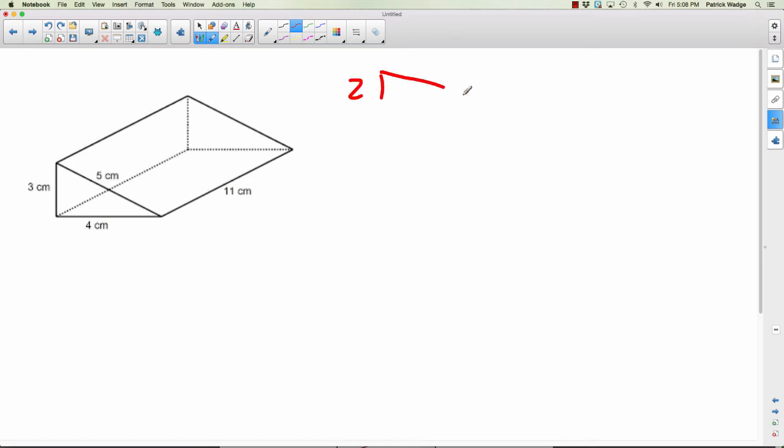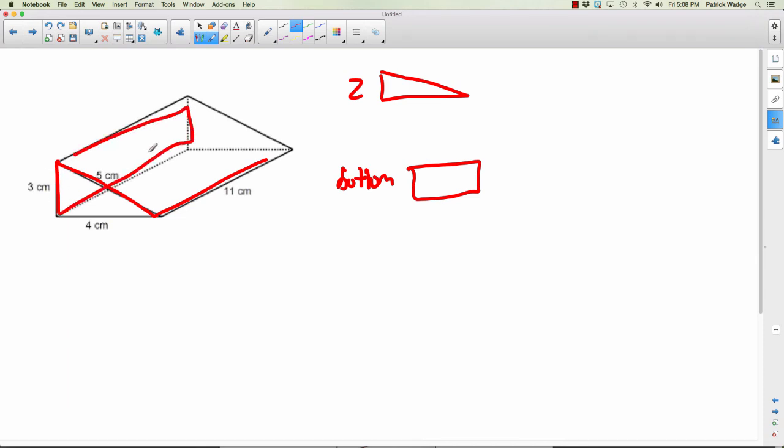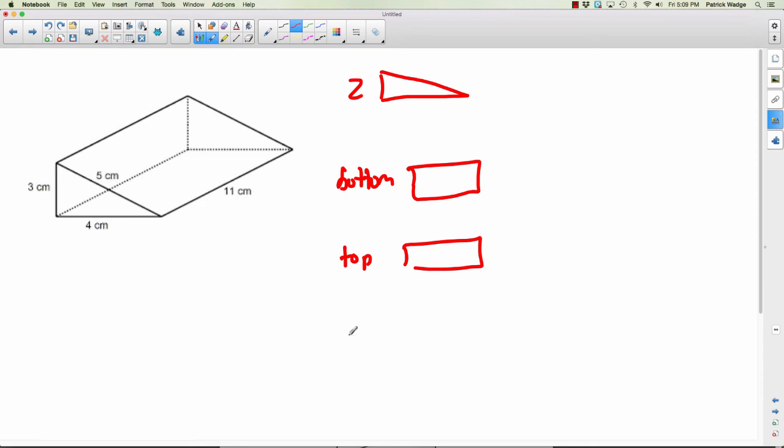We have 2 triangles, and then we have a rectangle on the bottom. So I've got the bottom rectangle. Is that the same as any of the other ones? The bottom one's 4 by 11. How much is this top one here? Not 4 by 11, it's 5 by 11. How about the rectangle down here? That's 3 by 11 or something. So no, none of them are equal. So we have to get the bottom rectangle, we have to get the top rectangle, and we have to get the, I guess, left rectangle.